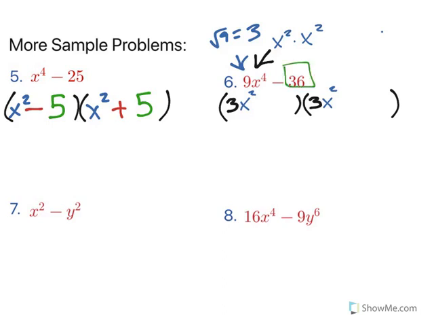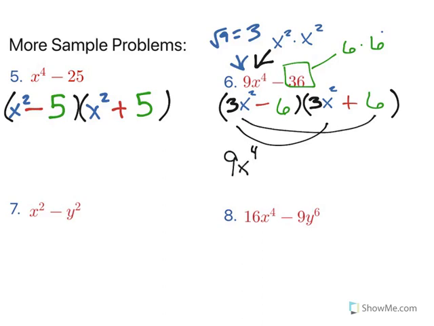Lastly, we look at our second term, 36. 36 is 6 times 6, so our square root of 36 is 6. We place that in each of our parentheses, we place our alternating signs, and our work is complete. But we're going to go ahead and check our work. 3x squared times 3x squared is 9x to the power of 4. 3x squared times 6 is 18x squared.